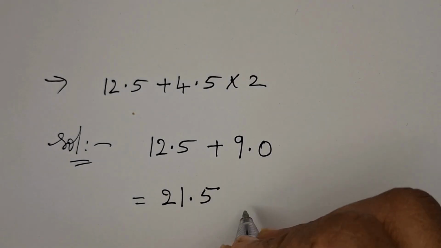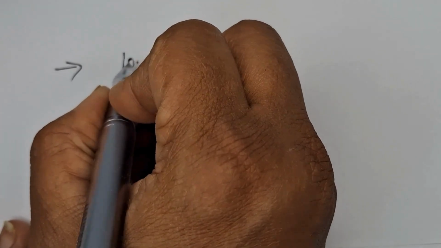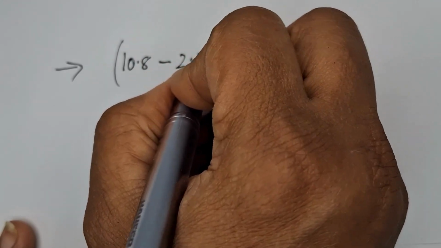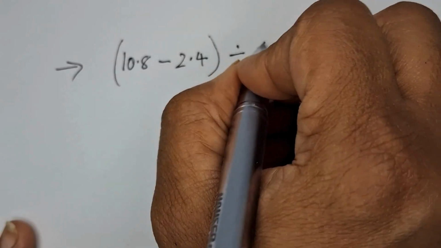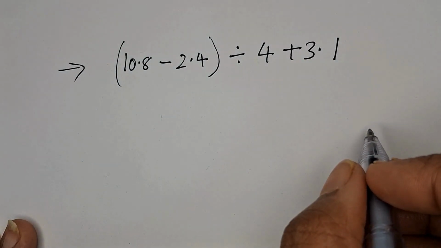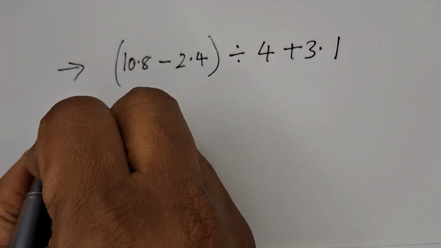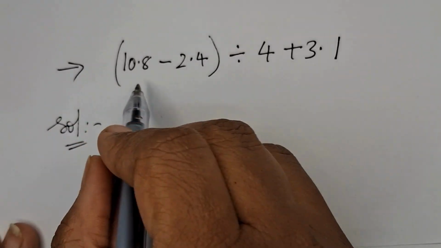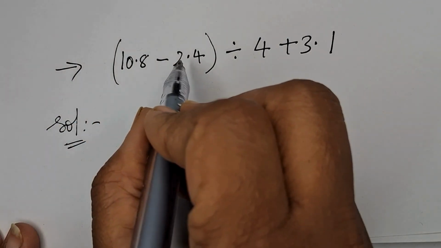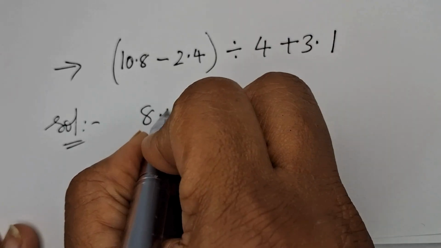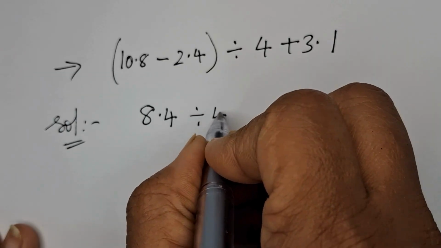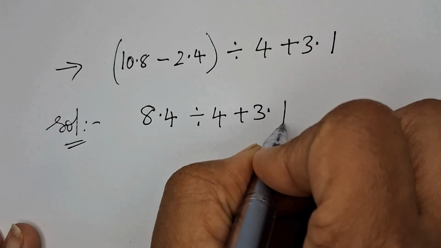Now we'll go to the next question, that is (10.8 minus 2.4) divided by 4 plus 3.1. So the first step, first we have to solve the brackets one. So 10.8 minus 2.4. So we have to solve the first brackets, it is subtraction. So 8.4 divided by 4 plus 3.1.